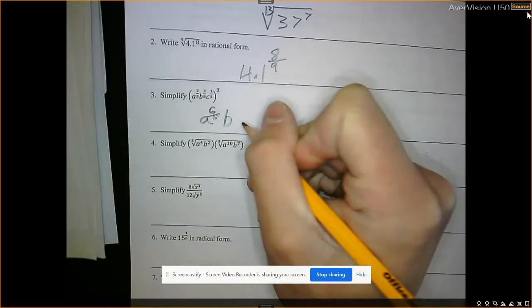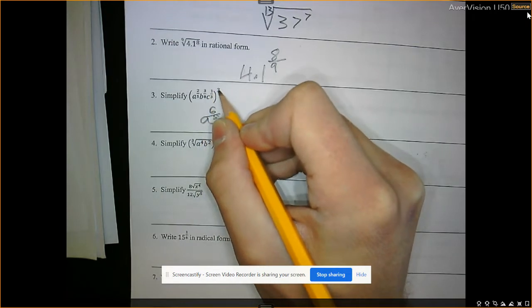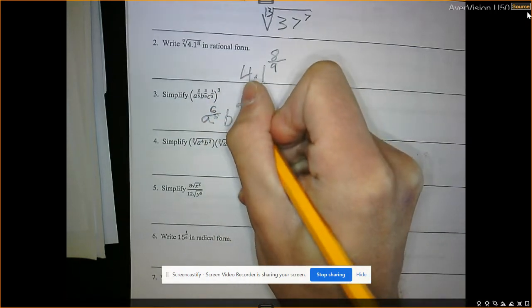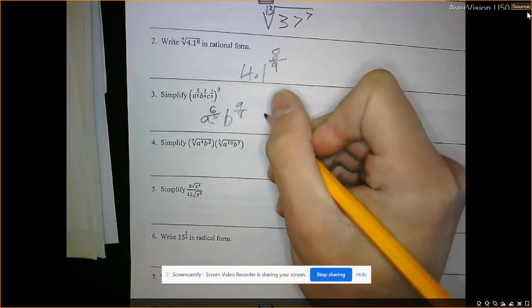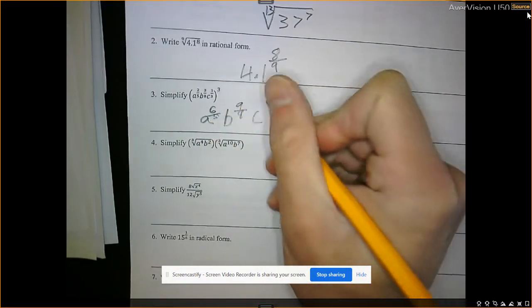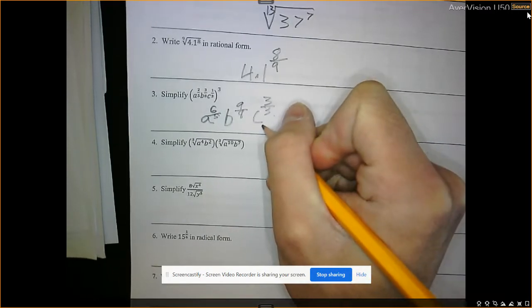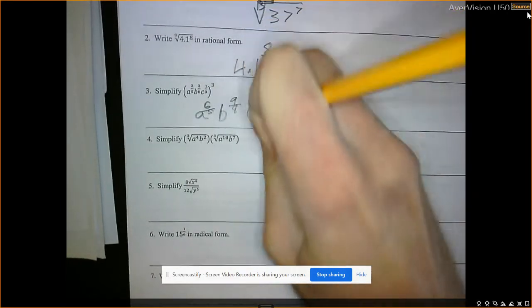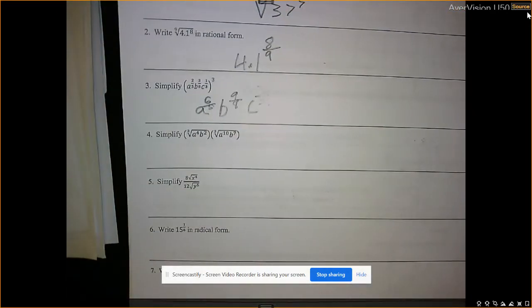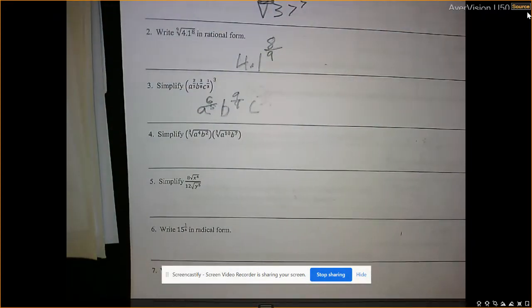And then for b, we have 3 times 3 is 9 over 1 times 8, so just b to the 8. And then for c, we get 3 over 3 when we multiply by 3 over 1. So that's really just going to end up being c to the first, or you don't even need to write an exponent at all. You just leave it as c, and this would be correct.